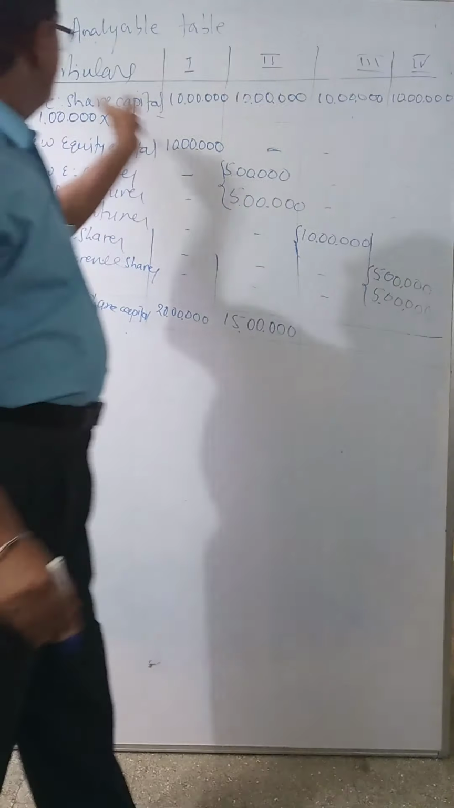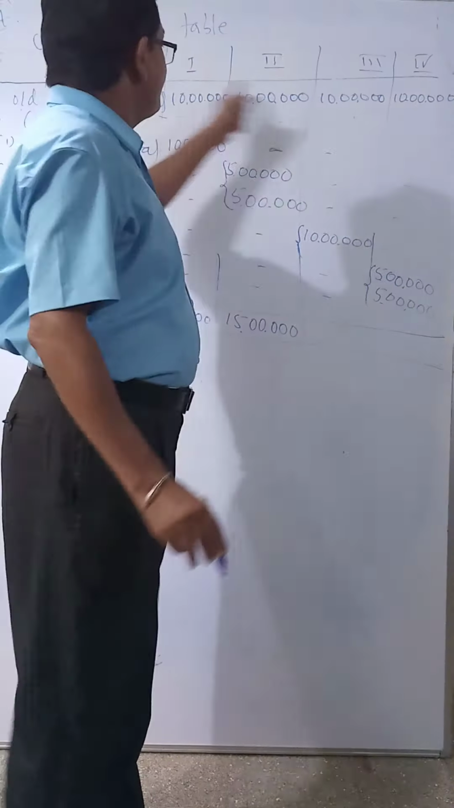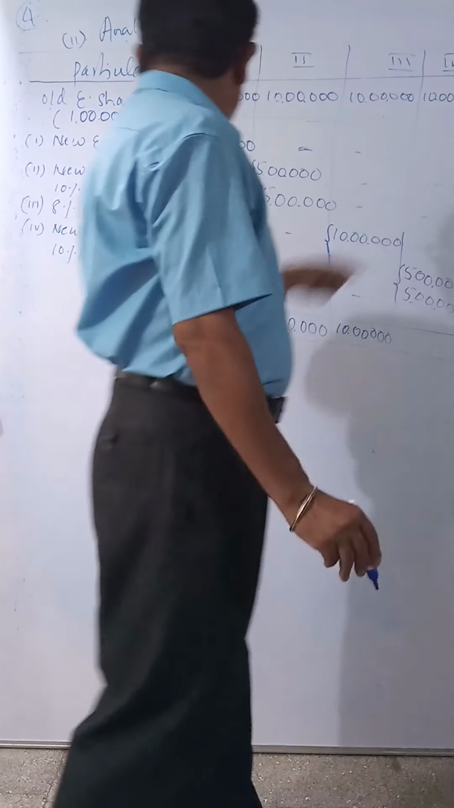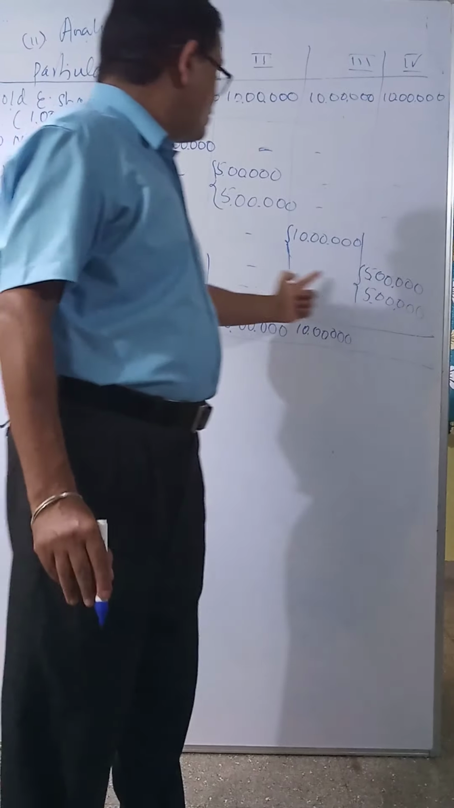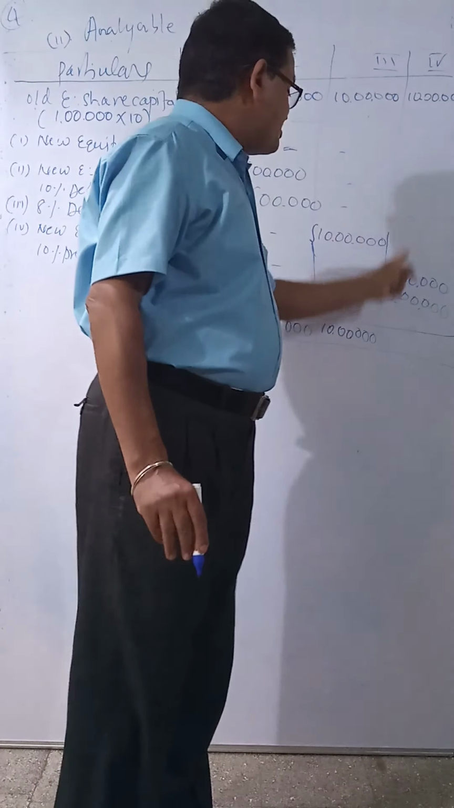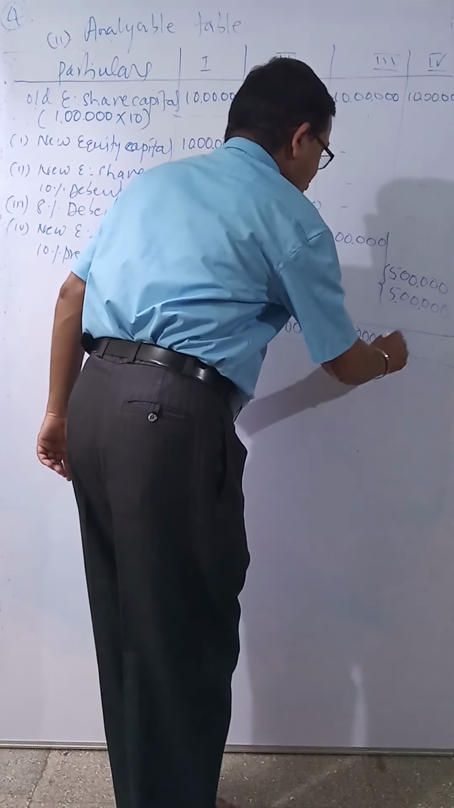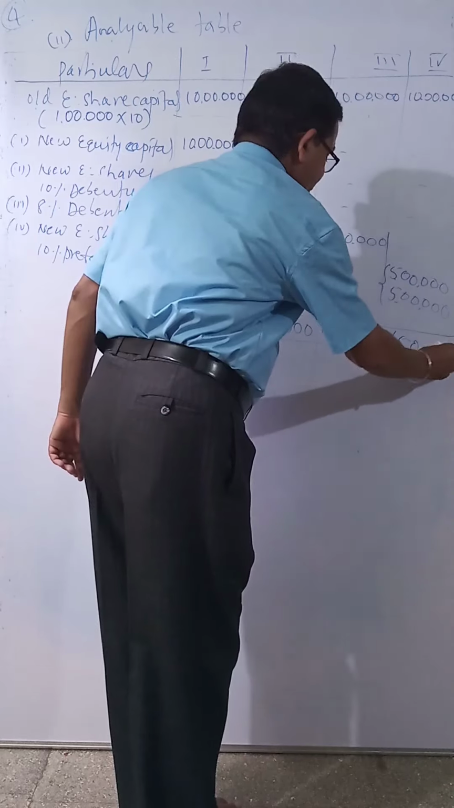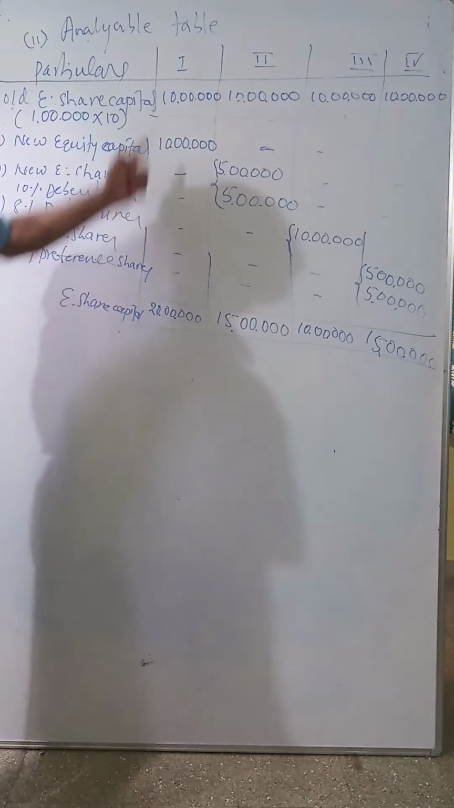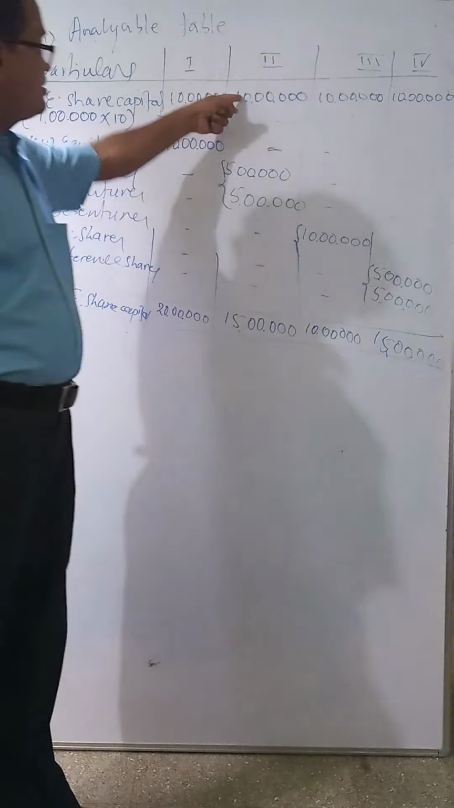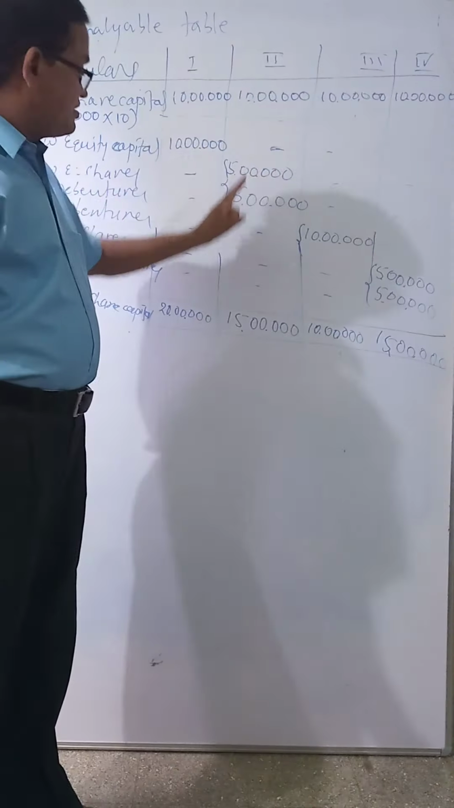Third point, you see. Old equity share how much? 10 lakh, plus no, only 10 lakh. No equity, only debentures are there. Fourth point. Old equity, how much? 10 lakh plus new equity share 5 lakh. 10 lakh plus 5 lakh, 15 lakh. You have to add only equity share capital, equity plus equity.